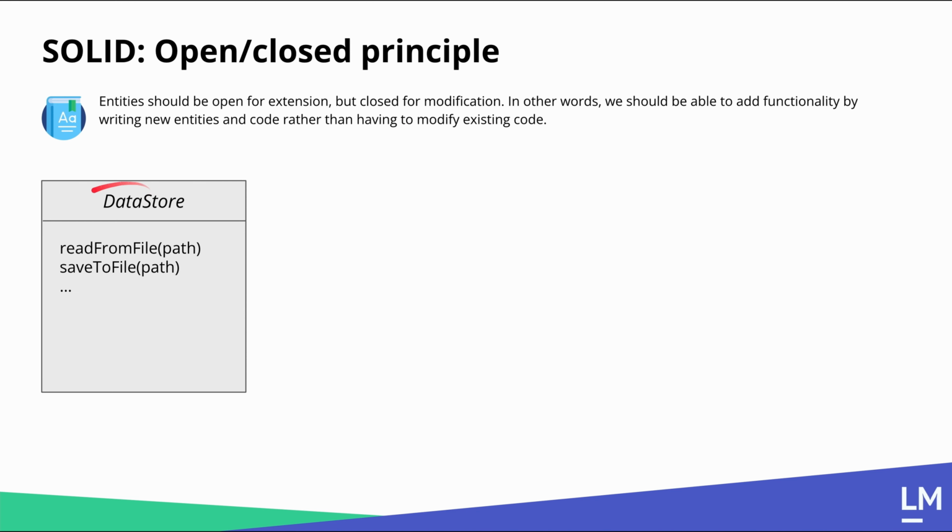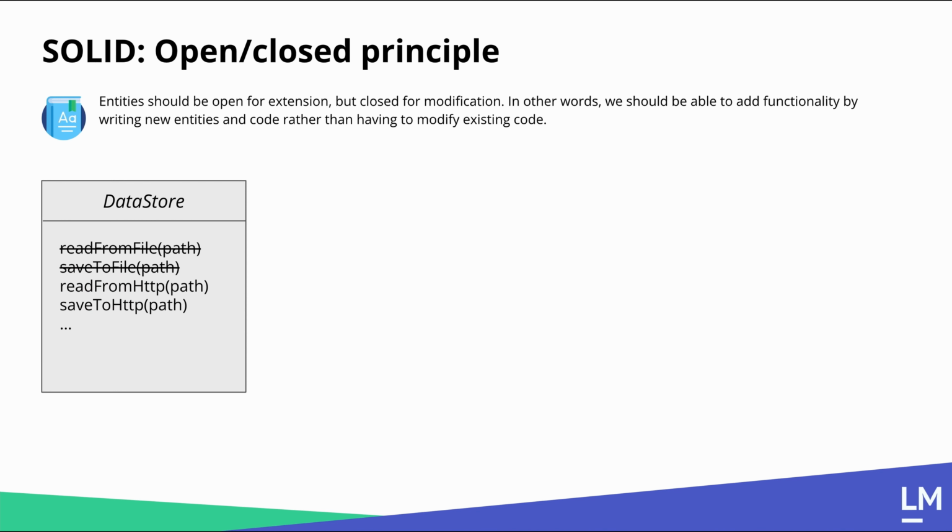Let's think of an example. Let's say that we have a data store, and this data store has two methods. It has one method to read from a file, and another method to save to a file. And we have to pass the path as an argument whenever calling these methods. Now, what happens if, instead of managing data in files, we want to manage this data via HTTP endpoints? Well, one possibility would be for us to simply replace these methods, read from file and save to file, by read from HTTP and save to HTTP.